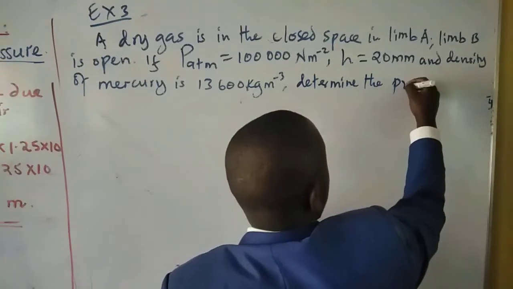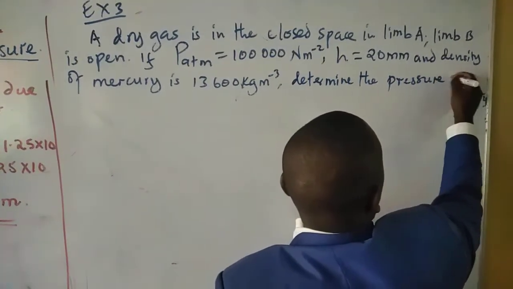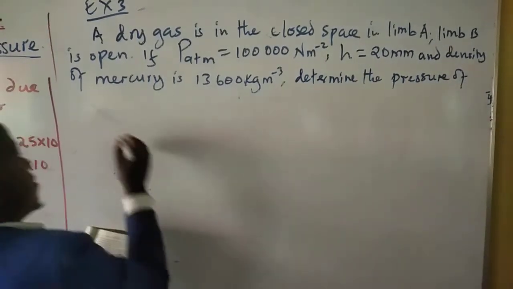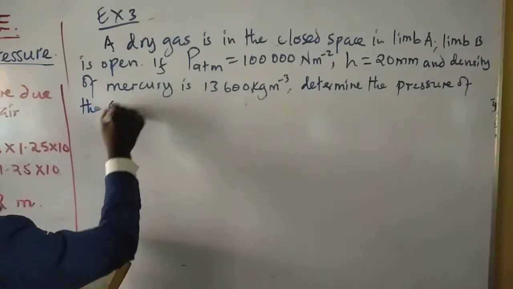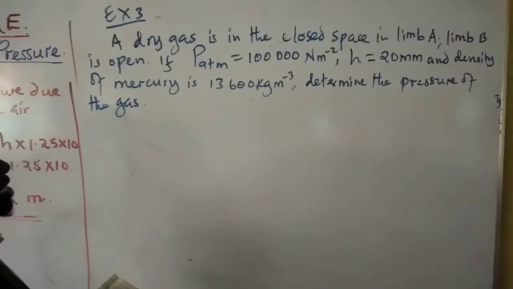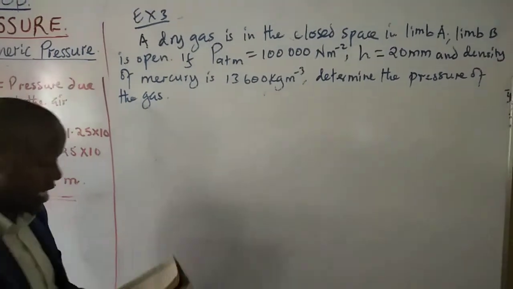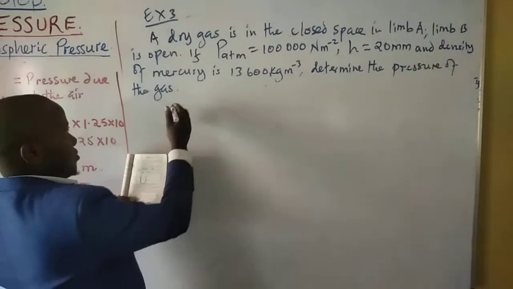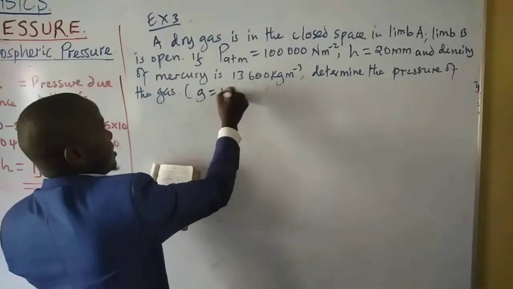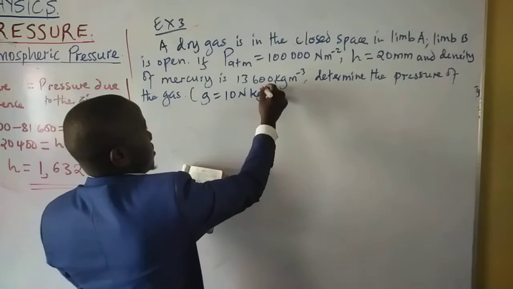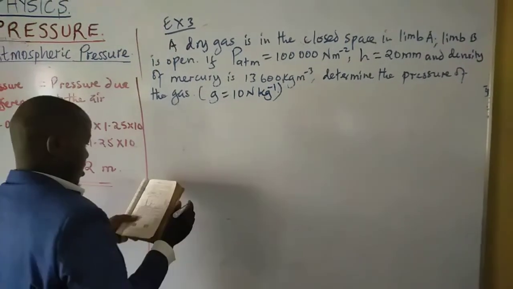Determine the pressure of the gas. Therefore, the diagram is here. We are also told to take g as 10 newtons per kilogram.